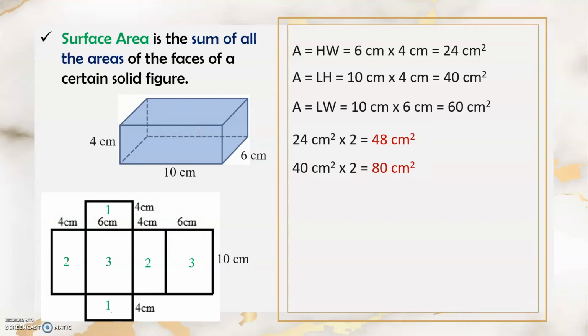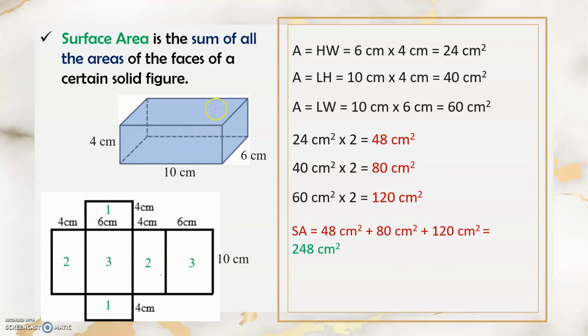Then we know that this face here measures 40 square centimeters. We just have to multiply it again by 2 to get the areas of these two faces here, and that will give us 80 square centimeters. We will also do the same for the last pair. So this face here measures 60 square centimeters. Multiplying it by 2 will give us 120 square centimeters. That means these two here have a total of 120 square centimeters.